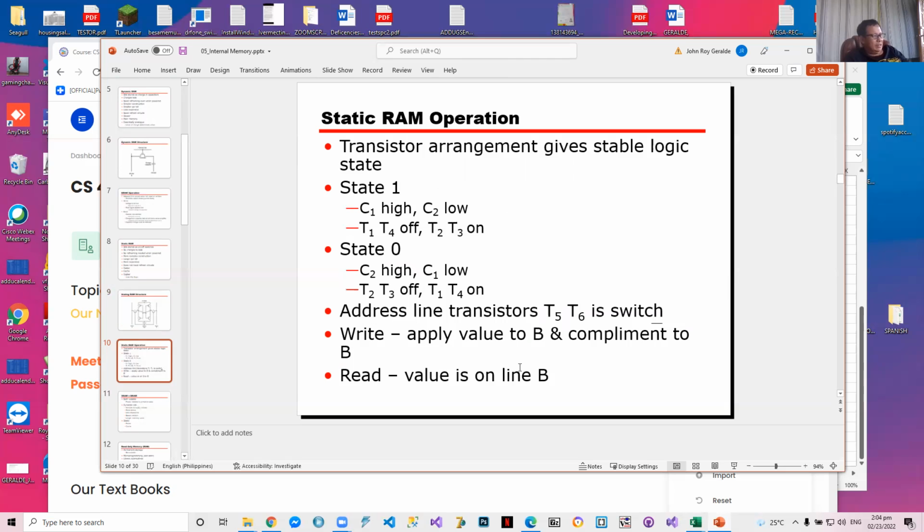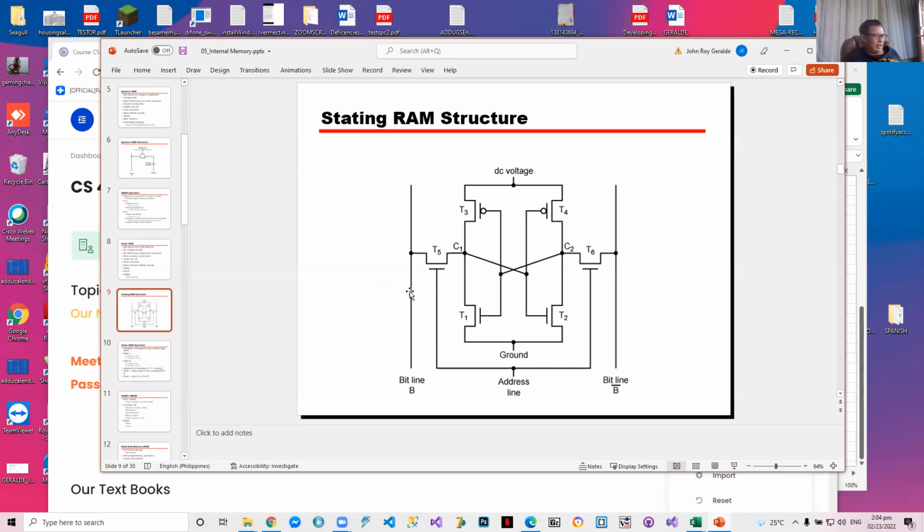During a read, okay? So where is line B? This one, during a read, which means that this is going to be high. Okay? Because the value of C1 goes there. But C1 will not lose its value because there's a continuing DC voltage that will sustain it, to be high or to be low, whichever the value is.